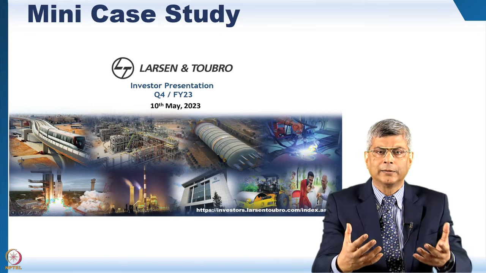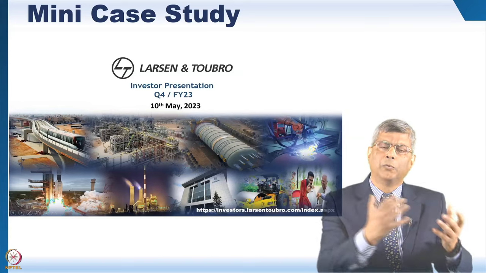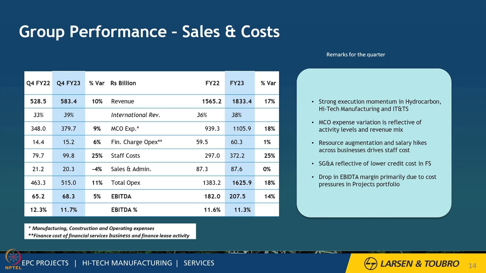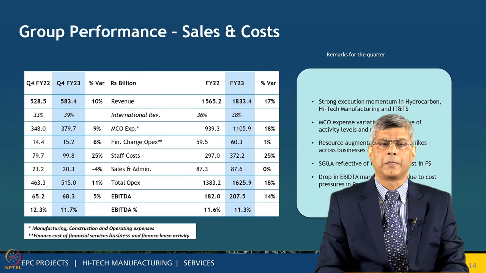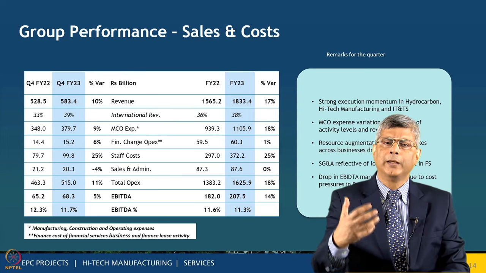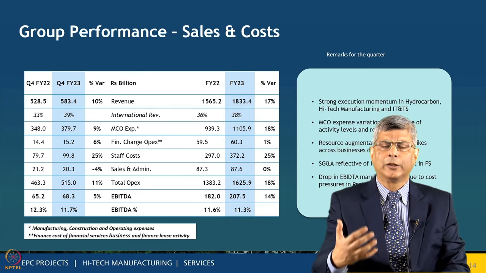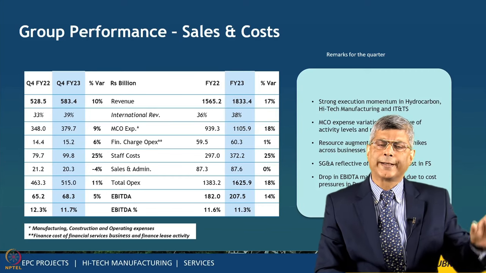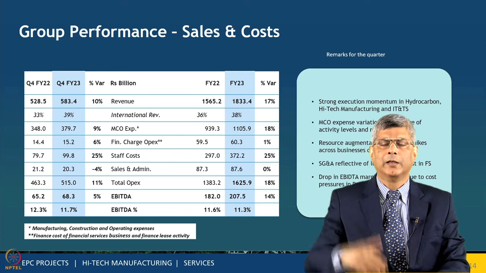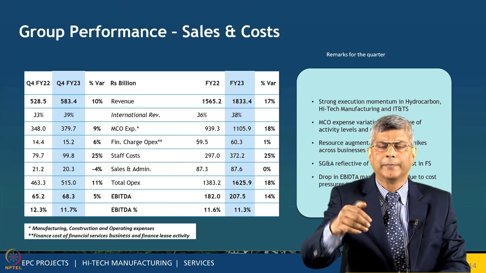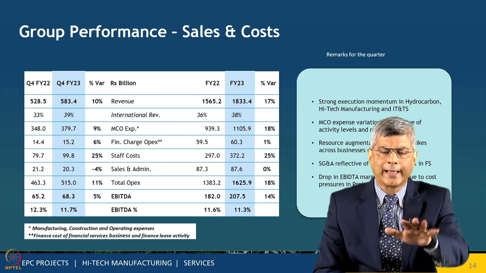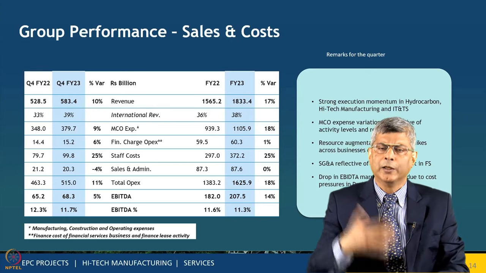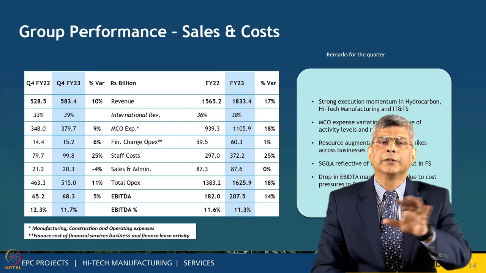So let's look at, are they using what I've talked about in the last few minutes? Let's look at this slide, which is actually their profit and loss and income statement. I talked about, in the context of selling one cup of tea, the sales and the cost, and therefore the profits. You can see exactly the same thing being presented by a very large, respected company such as L&T to their investors, except the numbers are huge.